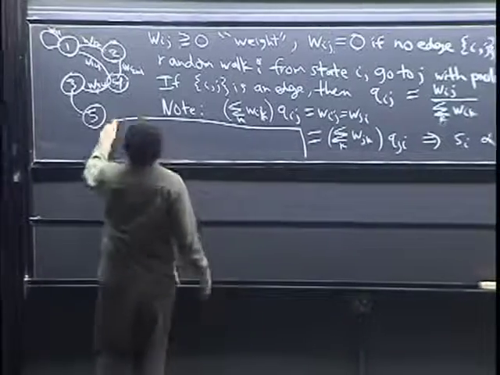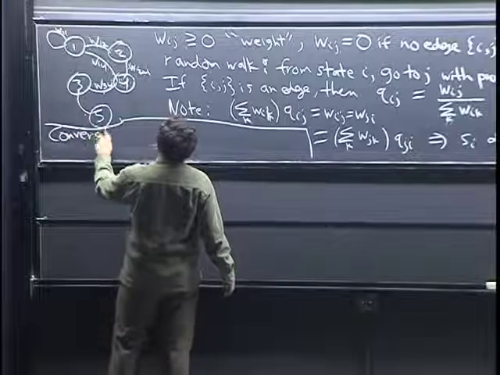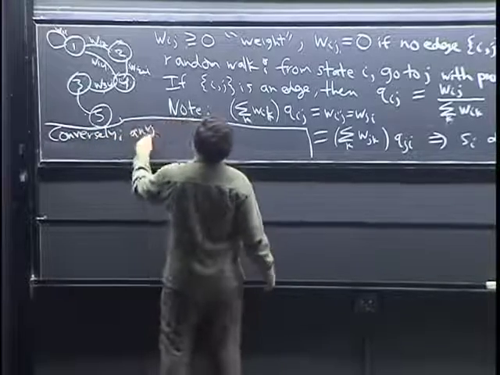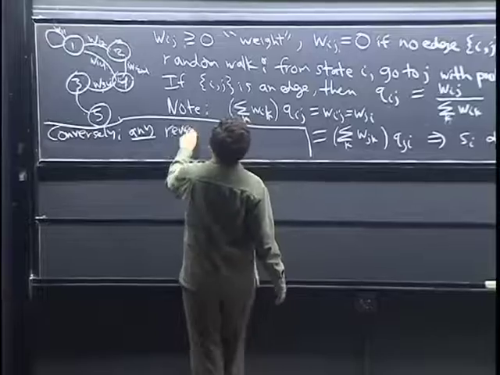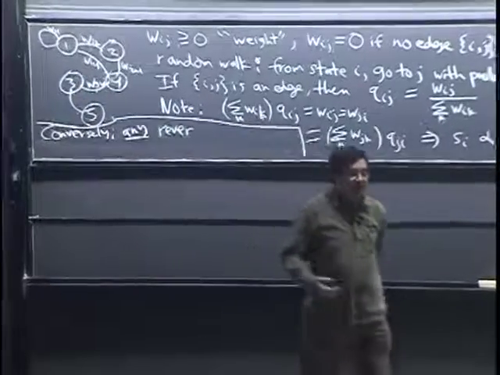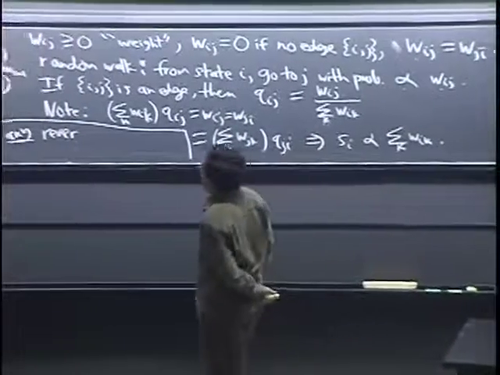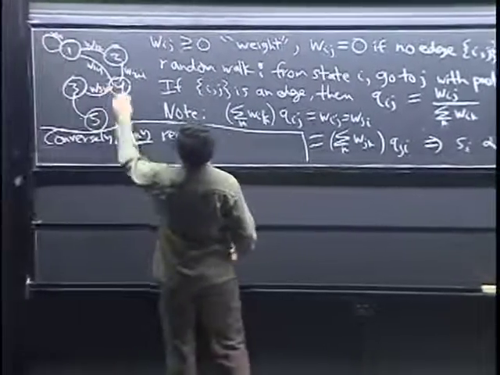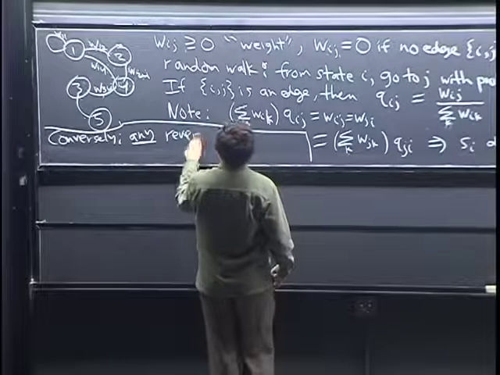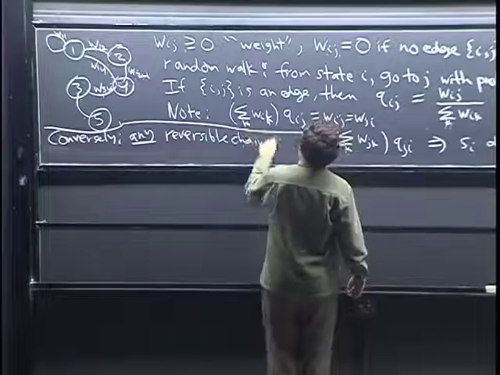So just to quickly see why that's true: any reversible chain can be thought of this way. It may not be obvious to figure out how to come up with the Wij's and stuff like that, but at least in principle, it can be written this way. Any reversible chain is of this form.